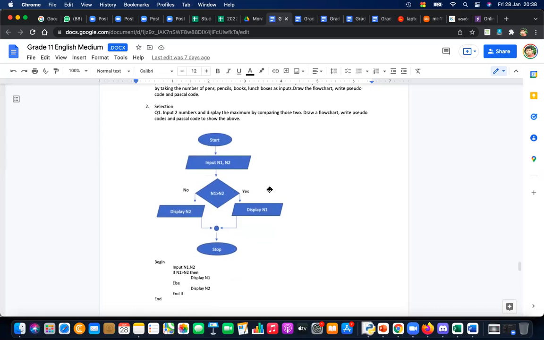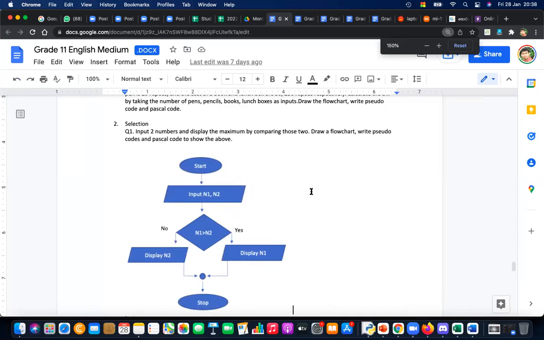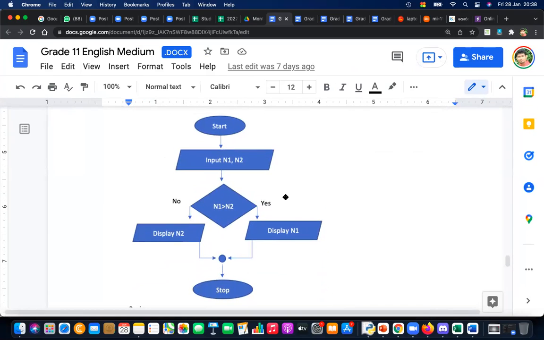Okay, let's take this example. Start. Input two numbers, number 1, number 2, and then compare those two numbers, whether number 1 is greater than number 2. If number 1 is greater than number 2, then print number 1. If not, print number 2. So what is the output of this program? Basically, the program prints the larger number. If number 1 is larger, it will print number 1. If number 2 is larger, it will print number 2. It's a decision. Either you have to print number 1 or number 2.